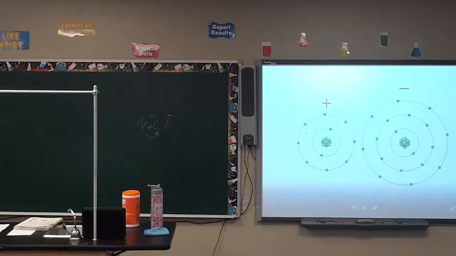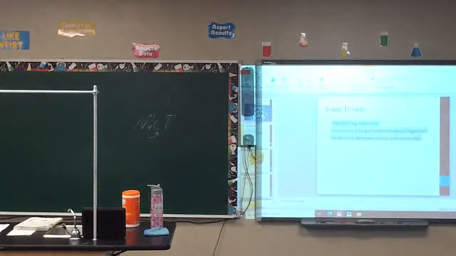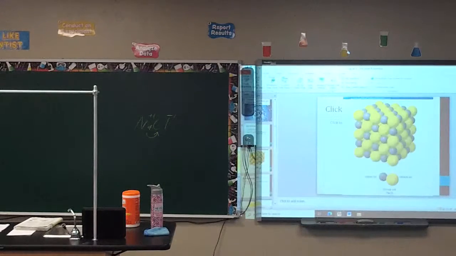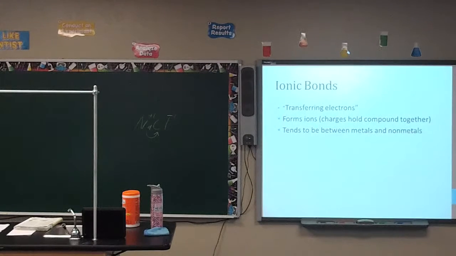Anyone have any questions about ionic bonding? Alright, so again, we're going slow because I want you to understand it really well. Make a note of these 3 ideas or properties for it. It's the transferring of electrons, that it forms the ions, and the ions is what holds them together, and it tends to be a metal and a non-metal. So make a note of all that.